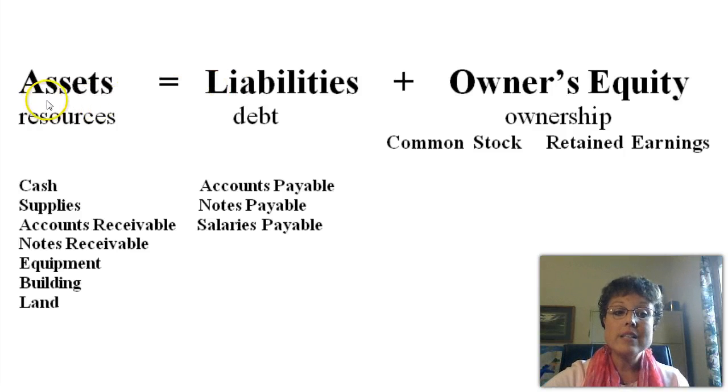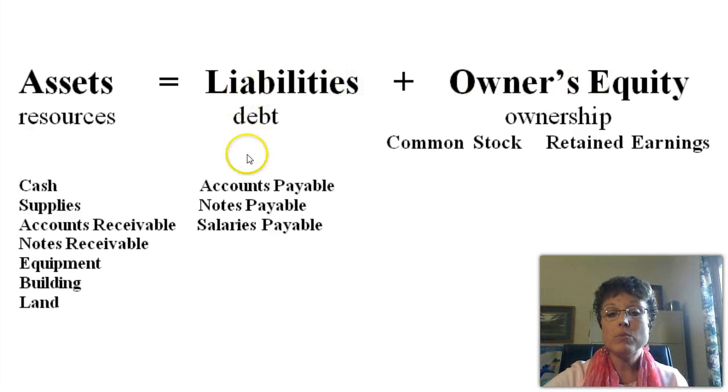The two sides of the equation will always equal each other because they're actually two views of the same company. So just like we could view an apple from the top and from the side, we can view a company by what it has and where it all came from.